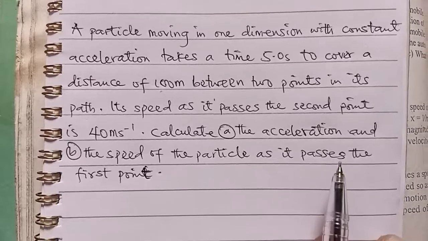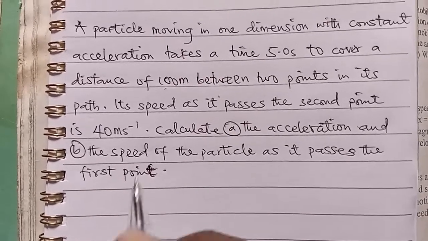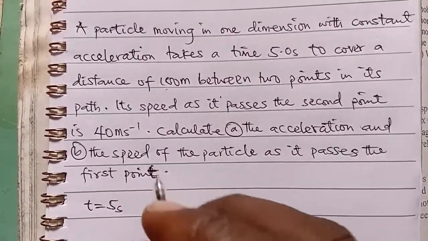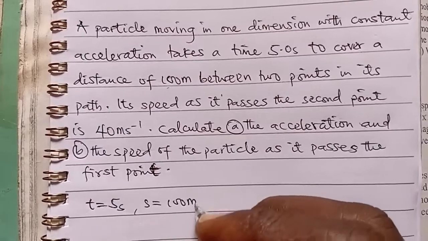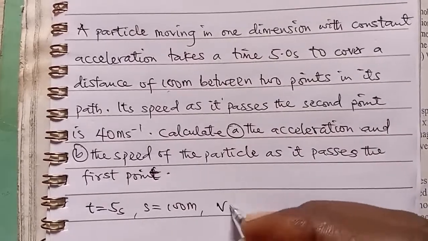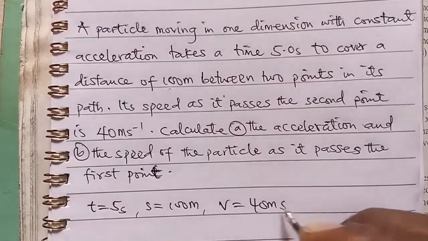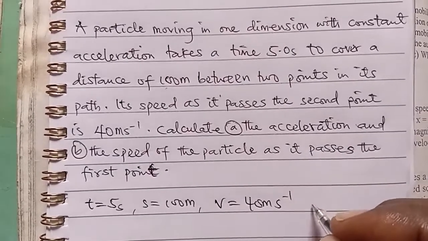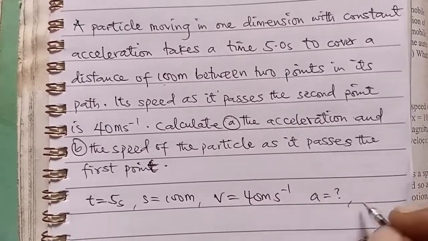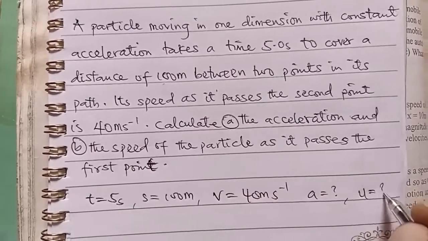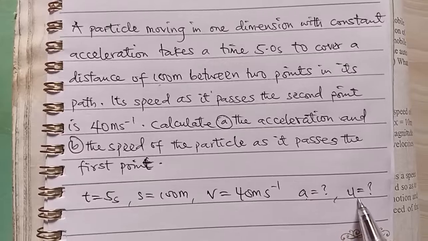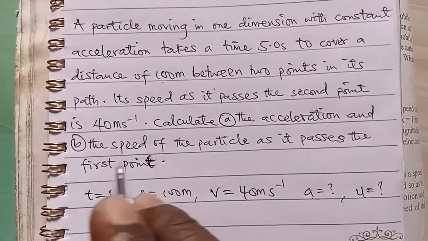Now let's bring out the parameters given to us first of all. We have time as 5 seconds, and then we have distance as 100 meters. Then we have velocity as it passes the second point, which is v, as 40 meters per second. Now we're looking for a, and we're also looking for the initial speed used to pass the first point. So for us to find a, we need to first of all find u.